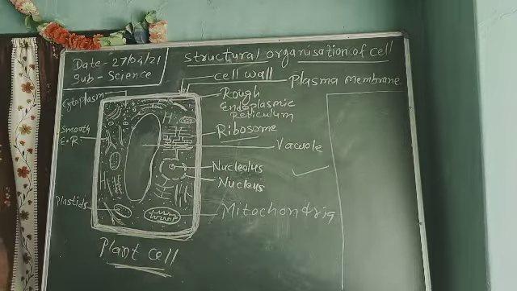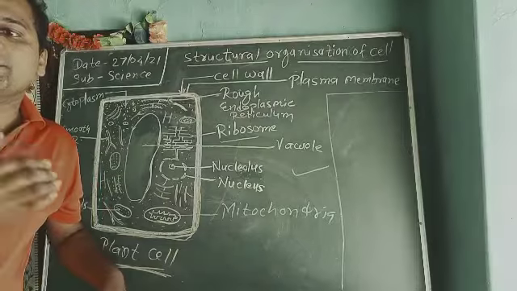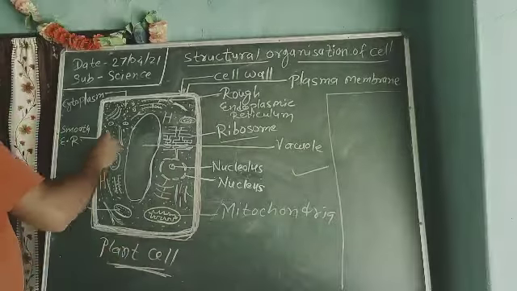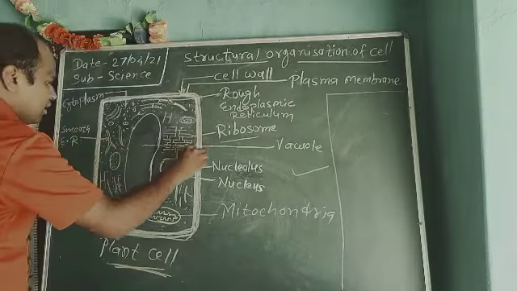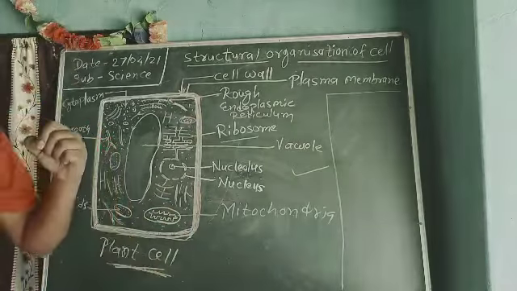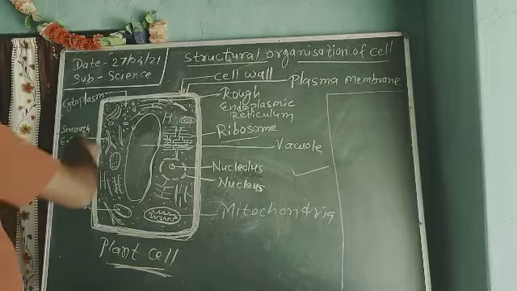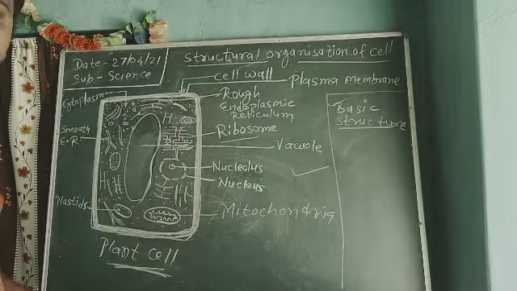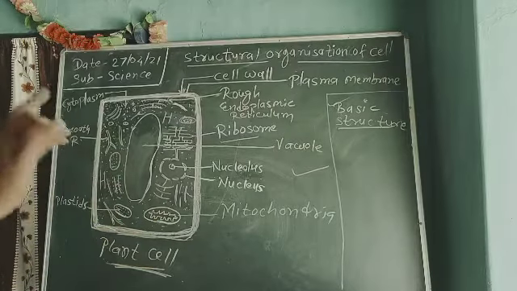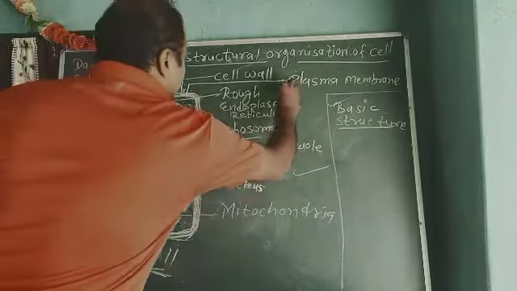It is made up of organic molecules called lipid molecules and protein molecules. The plasma membrane is made from protein and lipid molecules. So, the basic structure of any cell: first is the cell membrane or plasma membrane.